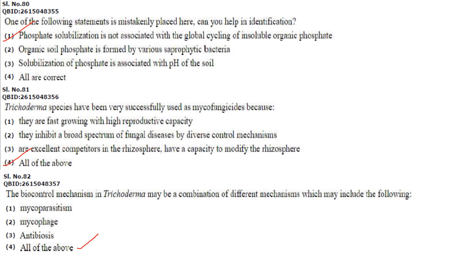Then one of the following statements is mistakenly placed here. Can you help in identification? Phosphate solubilization is not associated with global cycling of insoluble organic phosphate. Organic soil phosphate is formed by various saprophytic bacteria. That is correct. Solubilization of phosphate is associated with pH of the soil. That is also correct. But phosphate solubilization is not associated with global cycling of insoluble organic phosphate is not correct. So answer is option 1.